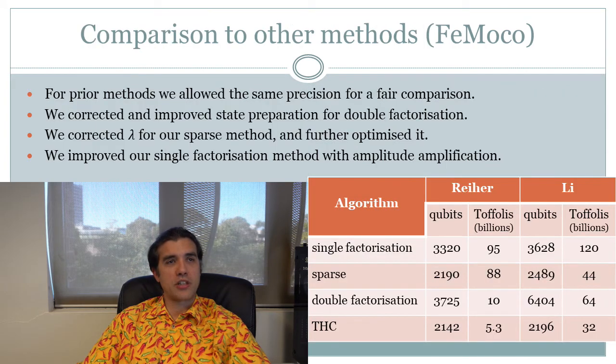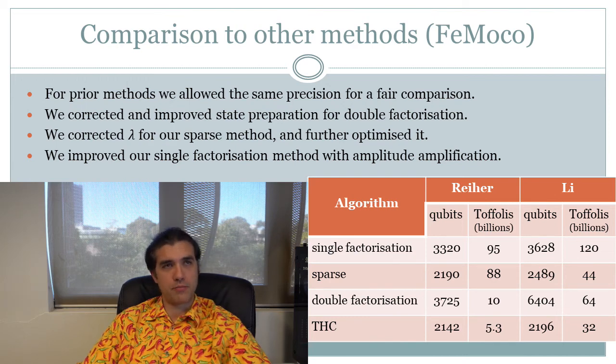We also performed a comparison between the THC method and previous methods, where we recomputed the complexity using the same parameters as we used here in order to give a fair comparison. We found that in every case THC gave the lowest complexity, with about a factor of 2 reduction over the double factorisation approach of von Burg, which was otherwise the most efficient. We actually found that for the Li orbitals, our previous method of using sparsity even beat the von Burg method, with only 44 billion Toffolis needed versus 64 for the von Burg method.